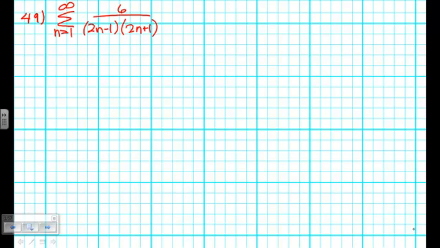So here's problem number 49, and it is a telescoping series problem. What does that mean? Well, first of all, it means that we're going to take this problem and break it down using partial fraction decomposition. So we'll start with saying 6 over (2n minus 1)(2n plus 1) is equal to A over 2n minus 1 plus B over 2n plus 1. We remember how to do partial fractions, right?